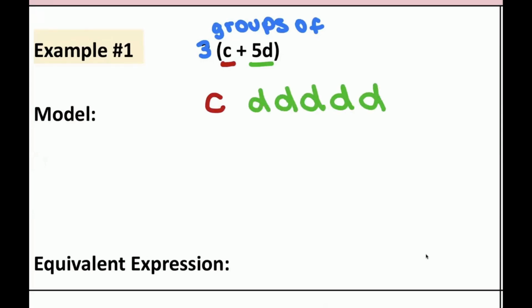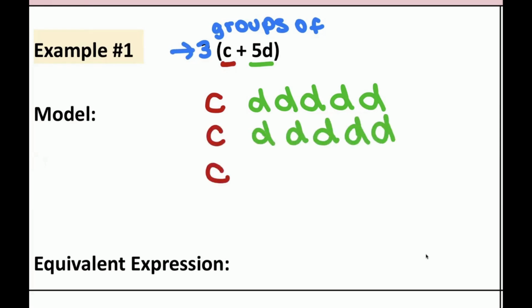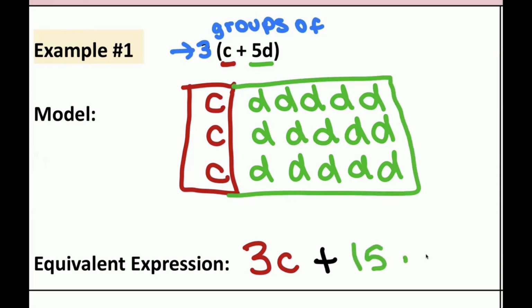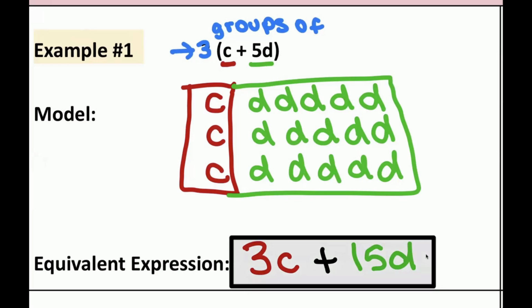Make sure you're writing with me. Since we have 3 groups, we're going to repeat that 3 times: C plus 5D, C plus 5D. Now I can see that we have 3C plus 5, 10, 15D. And that will be our equivalent expression. You cannot combine them together to make 18CD. You have to keep your variables separate.